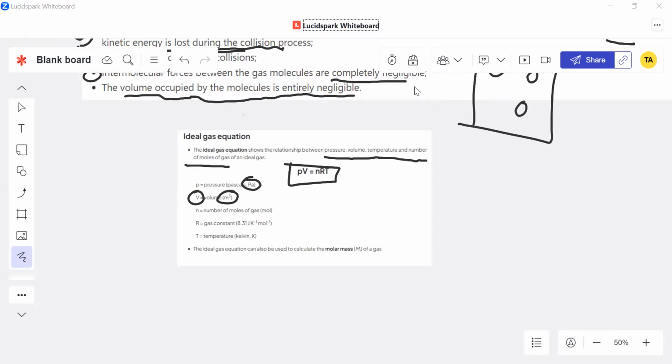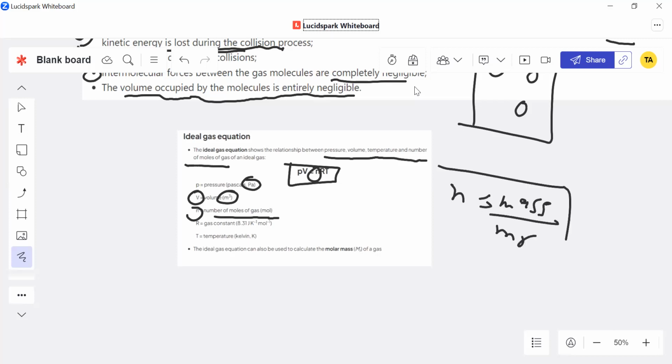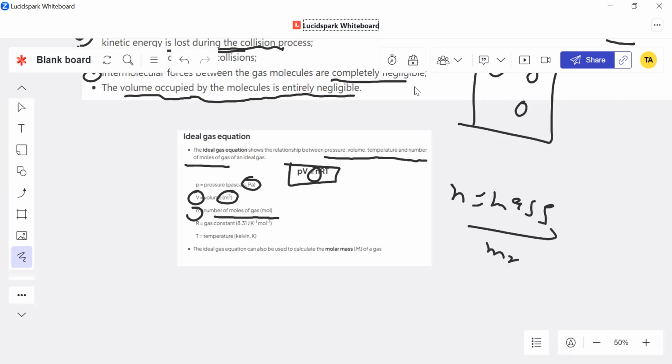Volume is measured in meter cube. N is the number of molecules of a gas. Now, this N has a formula called mass over MR. You might have seen this in your high school. So instead of giving N, they can also give you the mass and the MR of the molecule, and they'll tell you, I've given you the mass and the MR, find me the number of moles, and finally find me the pressure or volume using this formula.